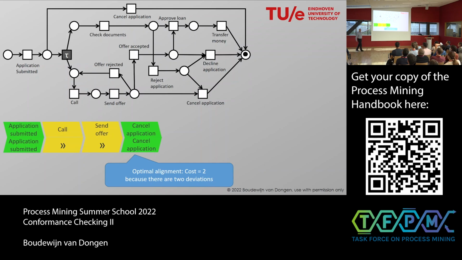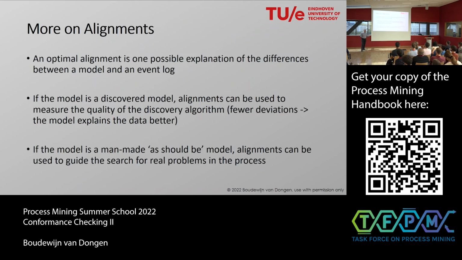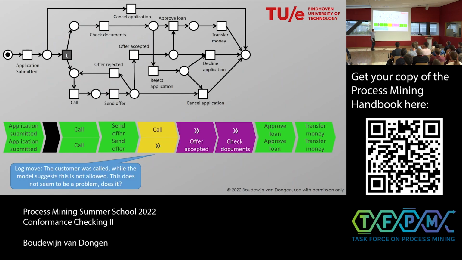This is the explanation your child will give you if they broke something in the house. No, I did not do that. Yeah, I know you can see that it's in the log, but no, I did not do that, right? So which of the two is the correct explanation? And how do you interpret that? So, this one we saw before. What is a log move? A log move suggests the customer was called, it's in the data, but the model does not explain this.